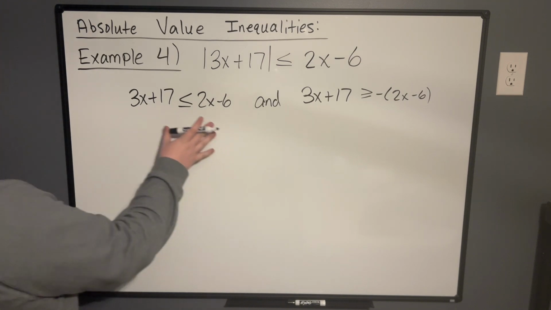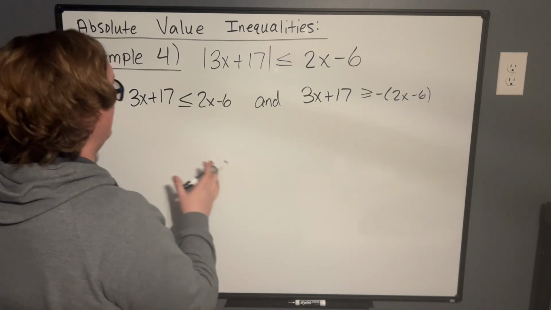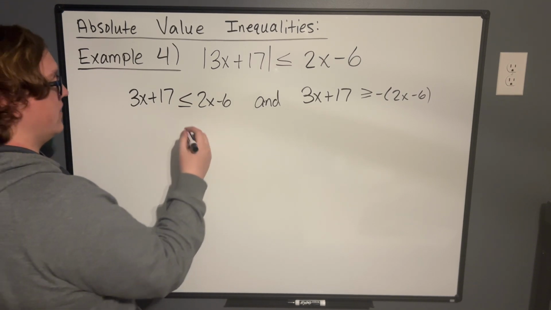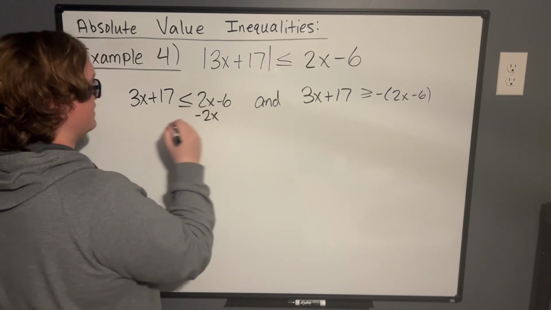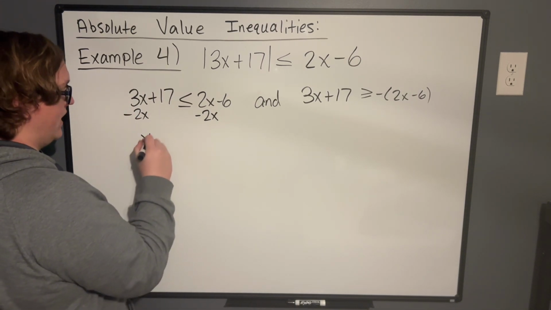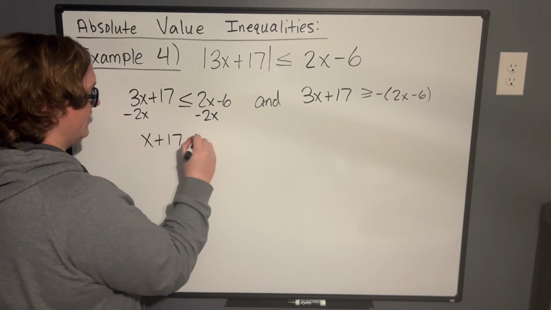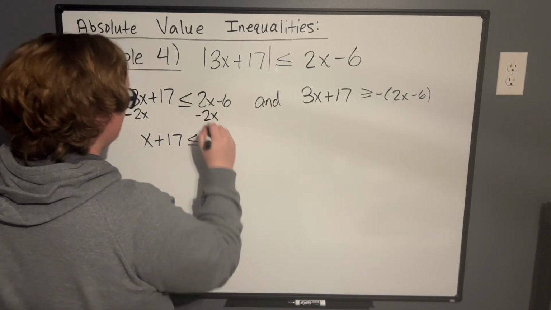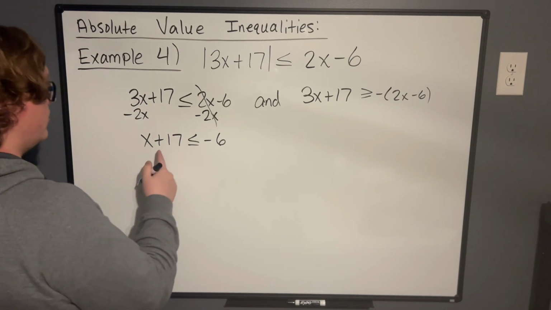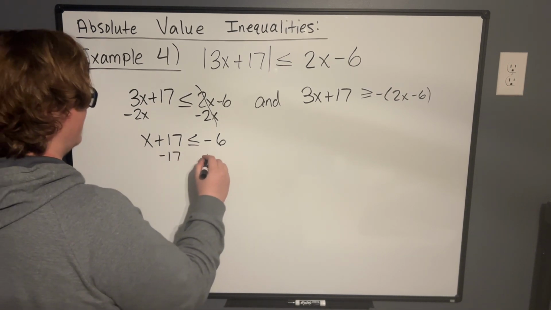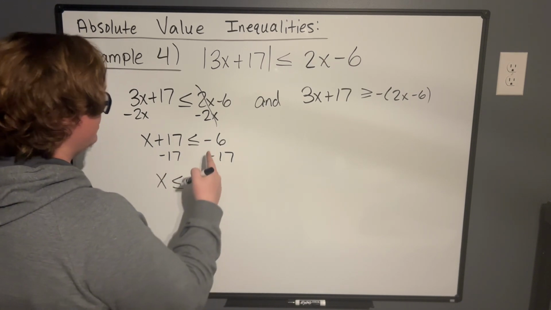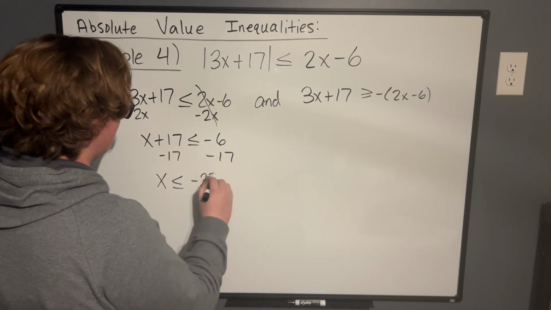But this side we can solve just like a normal equation. Same on this side as well, but we'll start with this one. So we want to get all the x's to one side and all the numbers to the other. So what I'm going to do is subtract 2x because I want to get it off the right side. So now 3x minus 2x is going to give me just 1x. I still have plus 17, and it's less than or equal to negative 6, right? Because these will cancel at that point. And then to solve for x, all I need to do is subtract 17 from both sides. So minus 17. And I get x is less than or equal to negative 6 minus 17, which is negative 23.